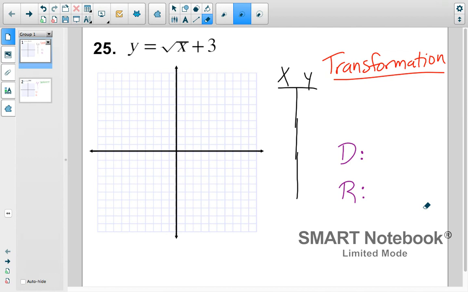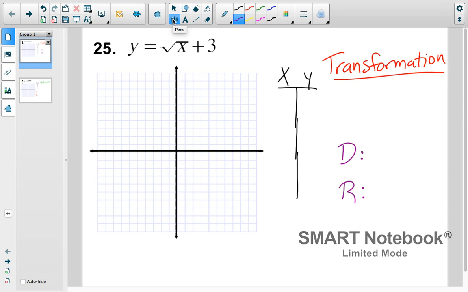So they want us to graph y equals the square root of x plus 3 for number 25, but also we need to describe the transformation, if there is a transformation, and describe the domain and the range. Let's start with graphing. I'm going to try to pick easy values for x. Since we're dealing with square roots, this would be especially helpful.